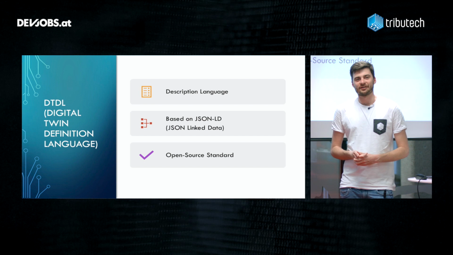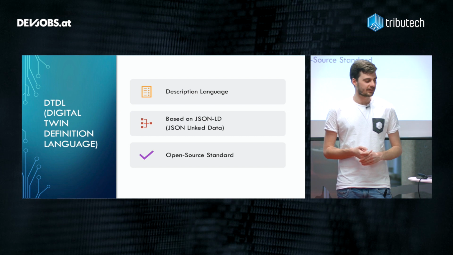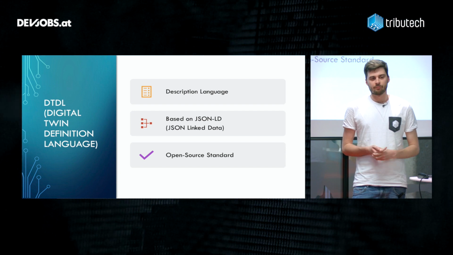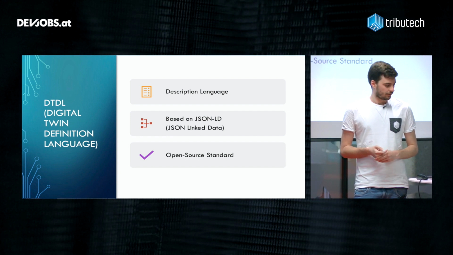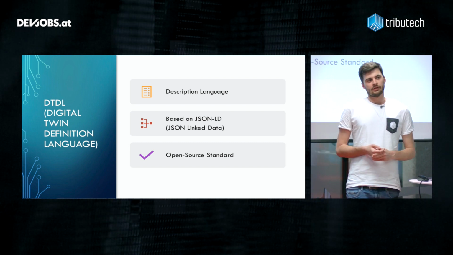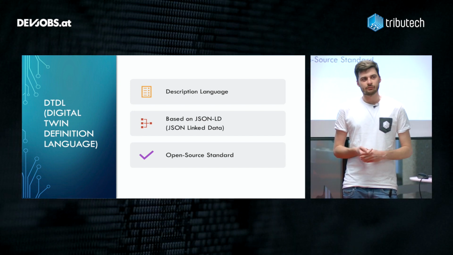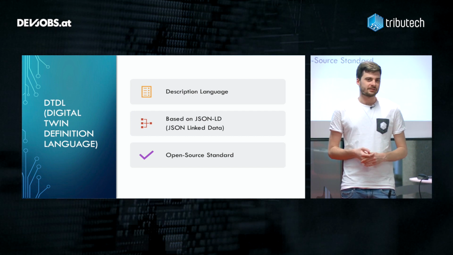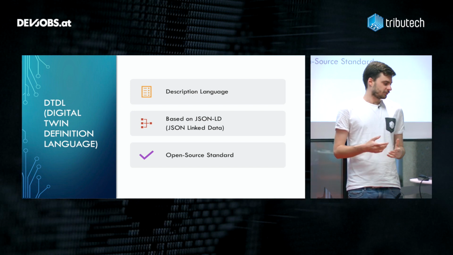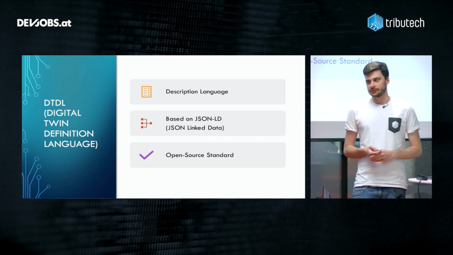Like with every standard, there are multiple competing standards. So in this presentation, I will focus on the DTDL standard. That's a description language that was created by Microsoft in partnership with multiple industries. And it's basically based on JSON-LD, so it's using JSON linked data. A lot of web developers might know JSON linked data from websites where you can basically optimize the website for Google or something like that by setting some kind of meta tags. And that's also basically using JSON linked data in the background. And like I said, it's an open source standard.